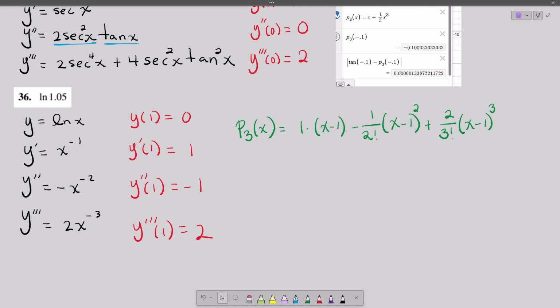So that is our third order approximation. Again, you don't have to simplify these coefficients. It's pretty easy to do it in this case, but you would never square out this x minus 1 and cube that out. That would be ridiculously complicated.